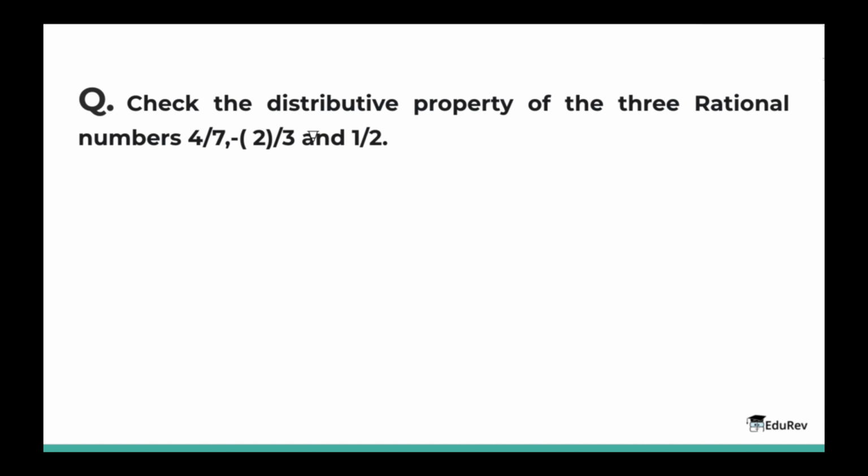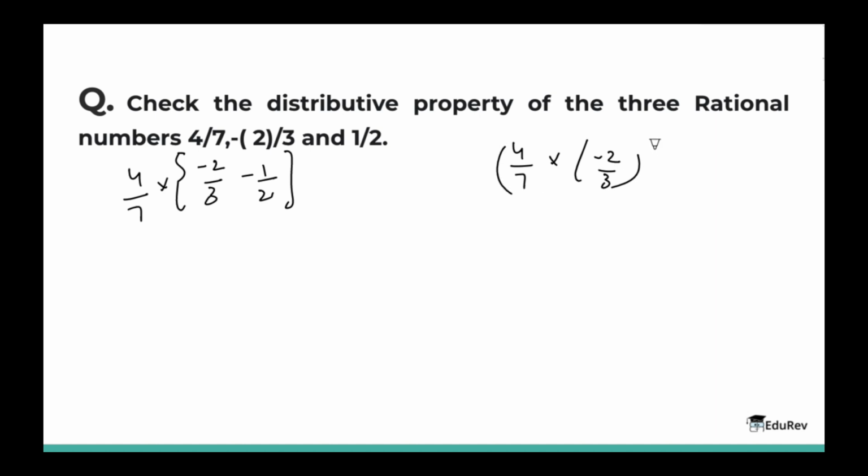The question says, check the distributive property of the three rational numbers, that is 4 by 7, minus 2 by 3 and half. So let's find the value of 4 by 7 into minus 2 by 3 minus half, and I would say 4 by 7 into minus 2 by 3 minus 4 by 7 into half. So I want to actually calculate them.